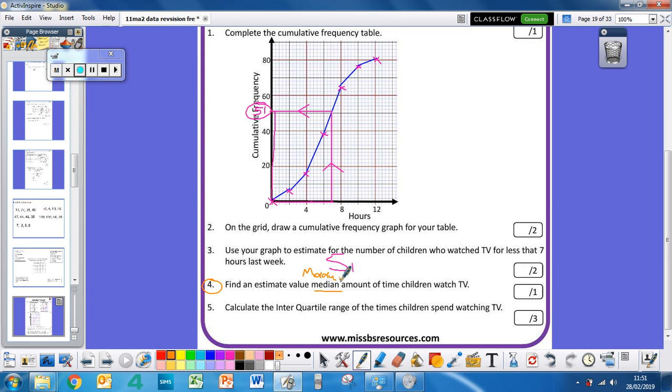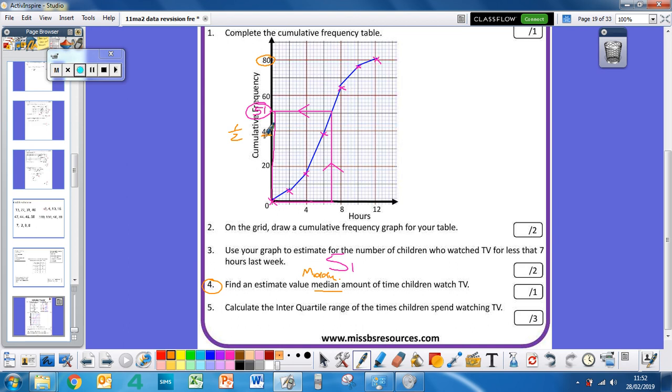Don't go straight here to 6 and say, well, that's the middle of 0 to 12. That's not how these things work. You want to go halfway up the frequency. Up this side here, halfway for the median, halfway up the 80, so we're going to go up to 40. You want to know how much TV that middle child watched, the 40th child.